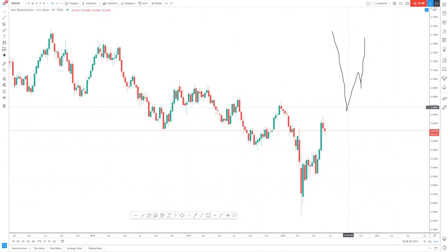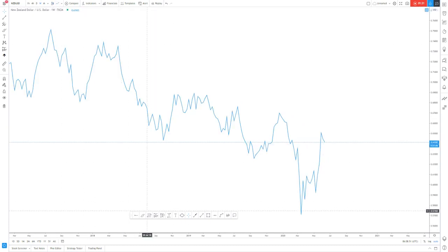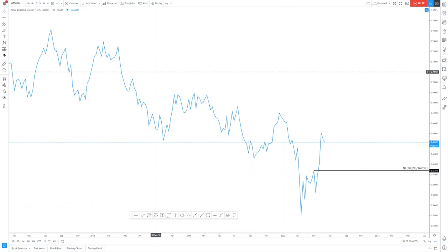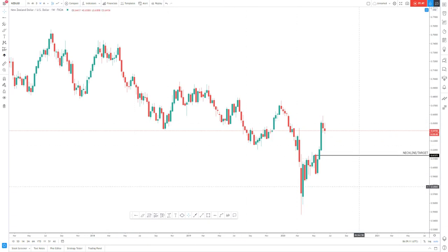Now, with that being said, what we actually want to catch on this W pattern formation is the move back to the neckline, this area here. So I'll just switch on my line chart and mark out the last area of structure which would serve as the neckline. So I can tag this as target. Sorry, neckline slash target. Brilliant.